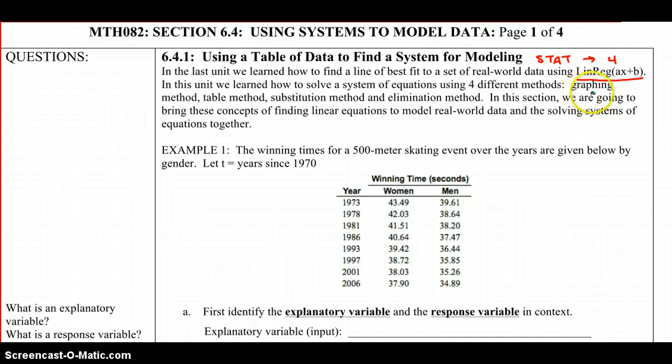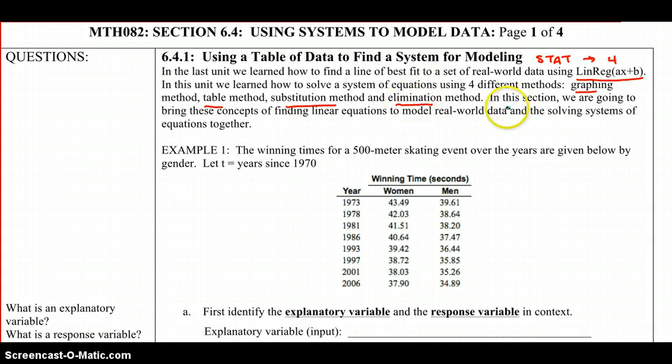First we started by graphing, where we looked at an intersection point. Then the table method, where again we were looking for the common point they shared. The substitution method, where we solved for one variable in one equation and substituted in the other. And in the last section we looked at the elimination method, where we modified the equations to make sure that one of the variables' coefficients were opposite, such that when we added the equations together, it eliminated one of the variables.